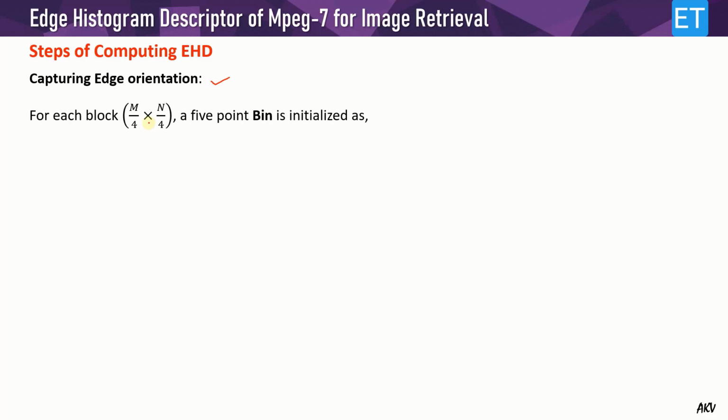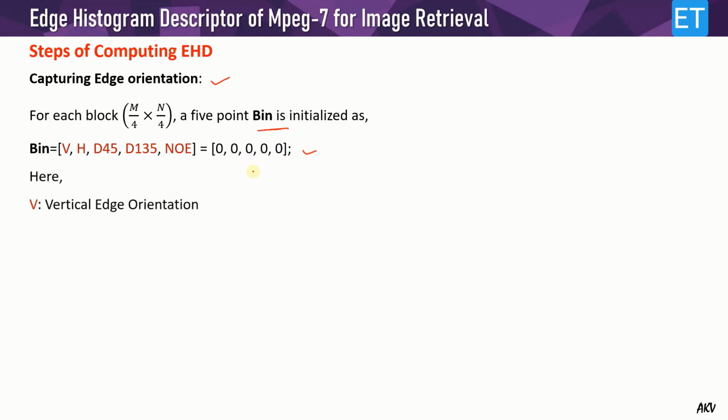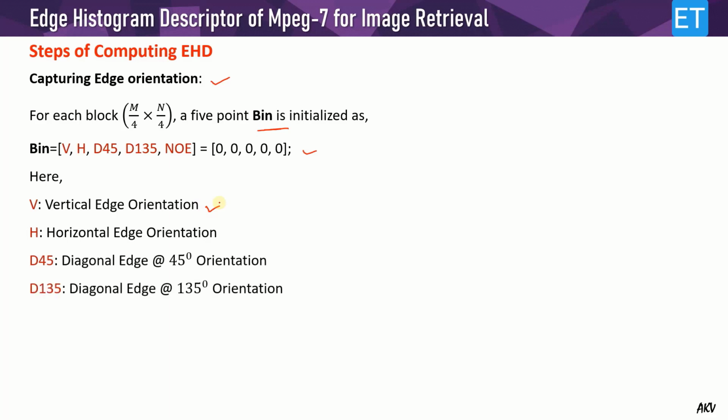The next step is capturing the local edge orientation. For each m/4 by n/4 block, a 5-point bin is initialized as V, H, D45, D135, and NOE equal to 0, 0, 0, 0, 0. It means all the bin counts are initialized to 0. Here the V bin count represents the vertical edge orientation, H is for horizontal orientation, D45 is for diagonal edges at 45 degree, D135 is for diagonal edges at 135 degree, and NOE is for non-orientation, isotropic edges.